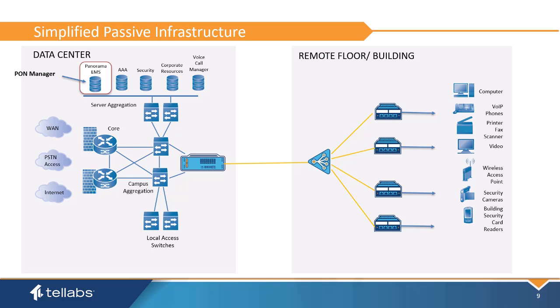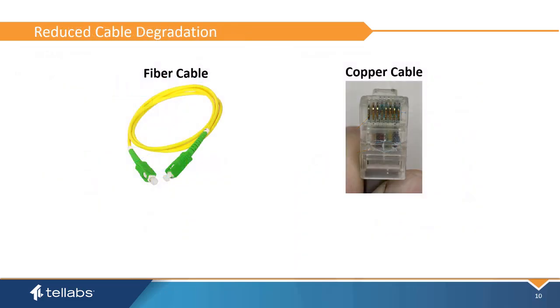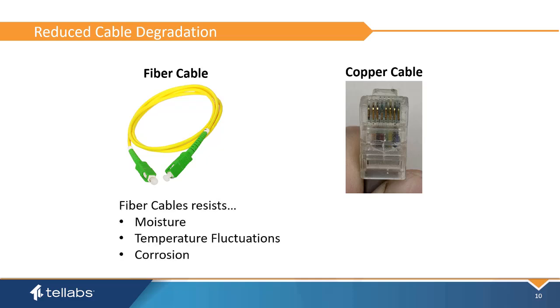Optical LAN uses a point-to-multipoint architecture, reducing the number of components and connections needed. Fewer components means fewer potential failure points, enhancing overall reliability. Fiber optic cables are more durable and resistant to environmental factors like moisture, temperature fluctuations, and corrosion, unlike copper cables, which can degrade over time, leading to connectivity issues.